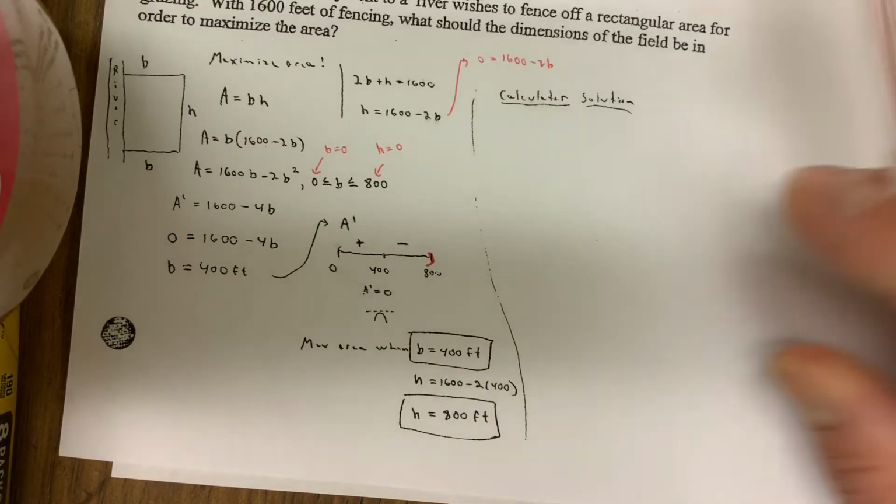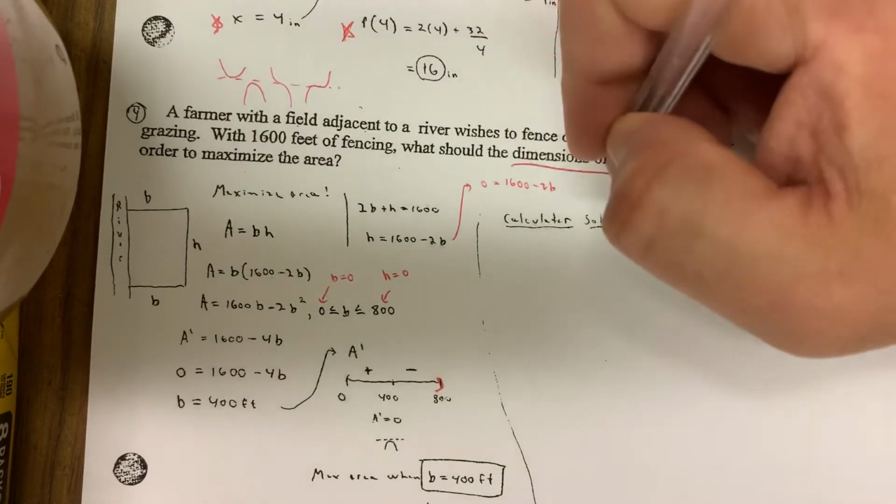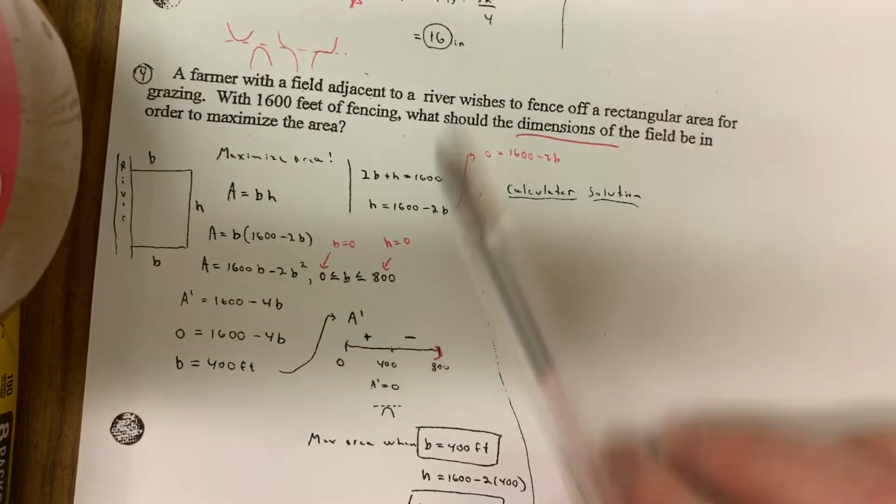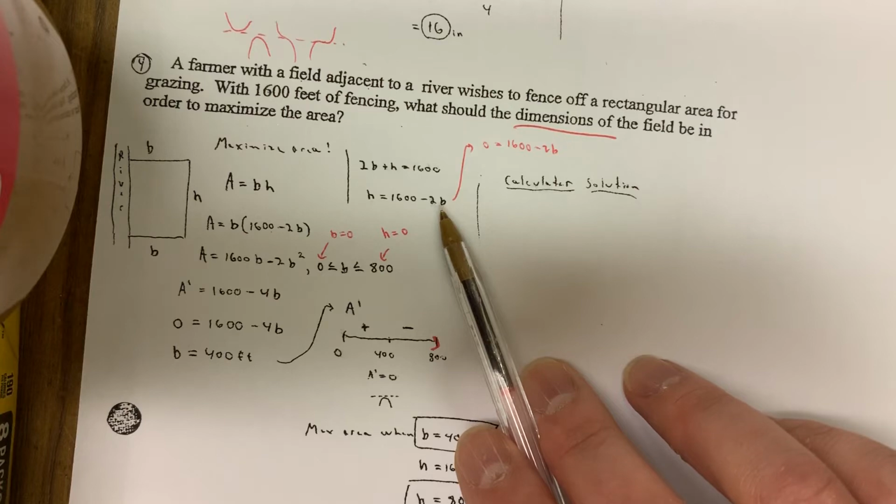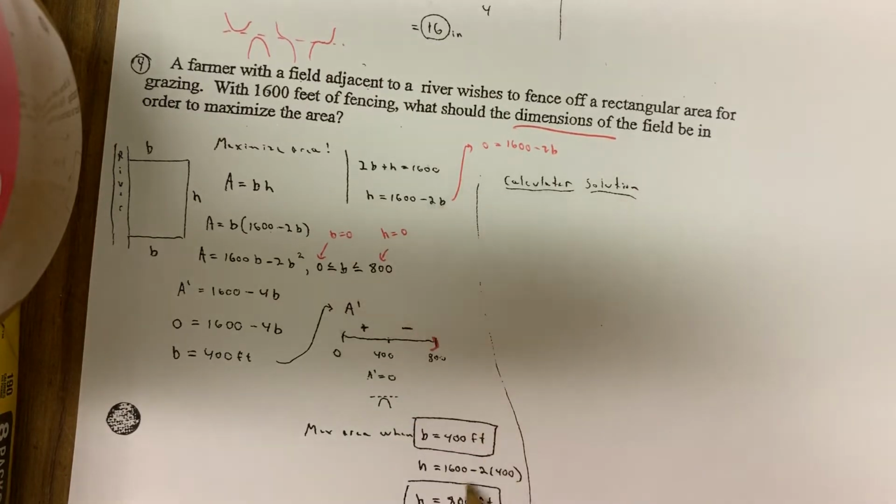Oh, sorry, we don't want max area, right? We want the dimensions of the field of max area. So I knew b was 400. The other dimension is h, so I plugged that in right over here, b equal to 400, and I was able to solve for what h was. They never wanted that maximum area, so be careful. Make sure you answer the question.